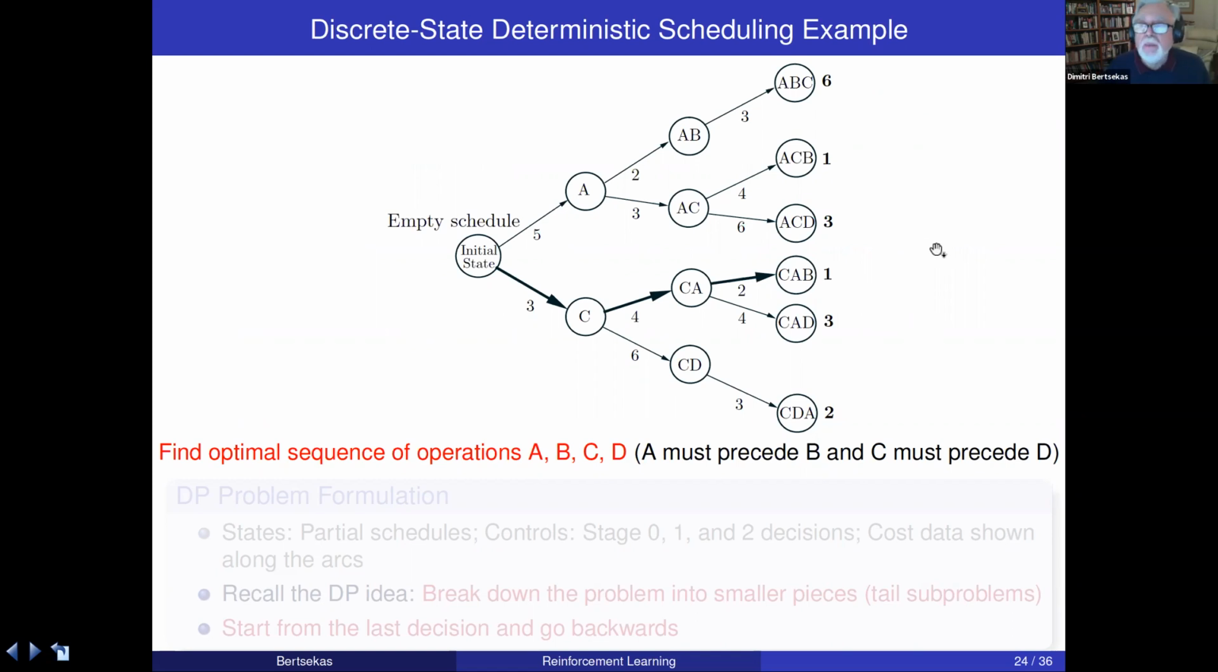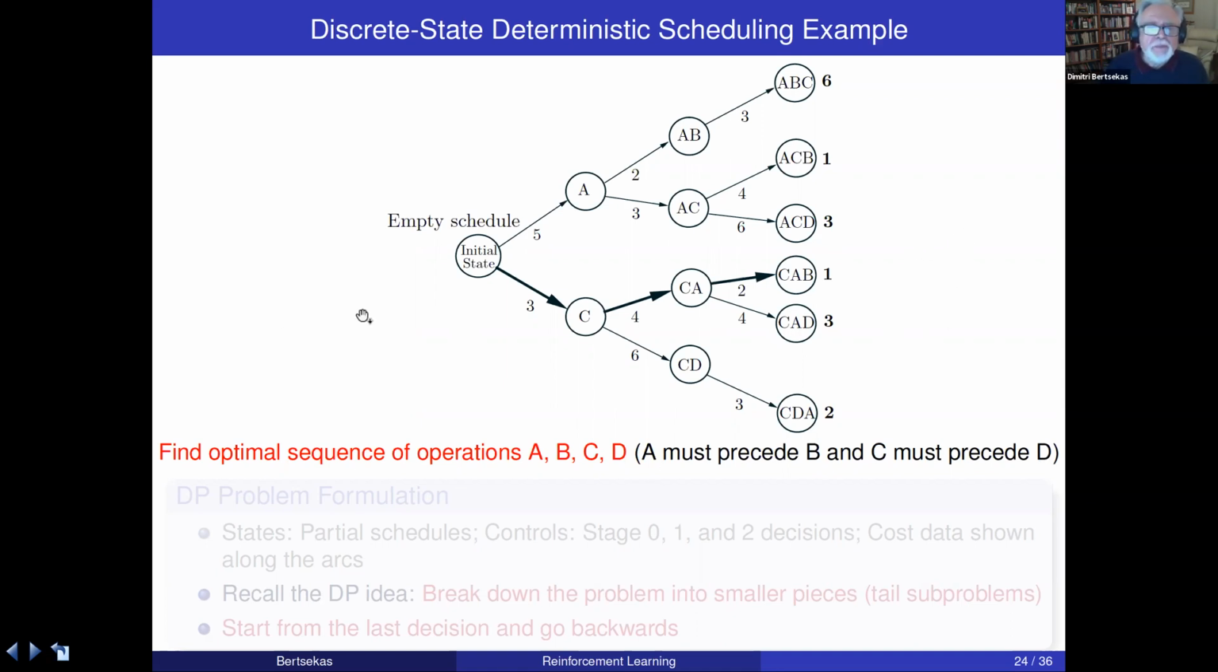Let me go to this example here. And this is a very simple scheduling problem. We have 4 operations to schedule, A, B, C, and D. And there are some constraints. You cannot do B unless you do A before that, and you cannot do D unless you do C before that. So a feasible sequence is 4 letters, okay? And there's an issue of modeling this problem. How do we put it into a dynamic programming framework?